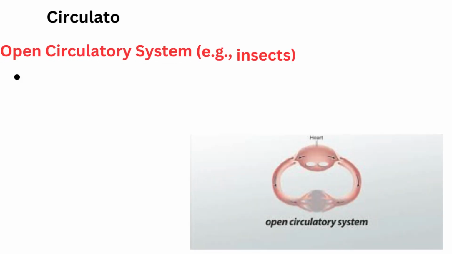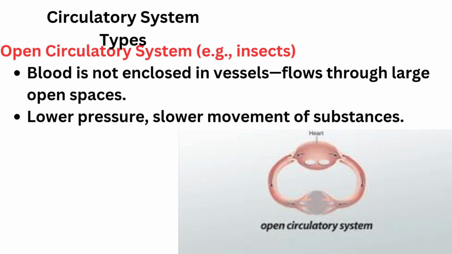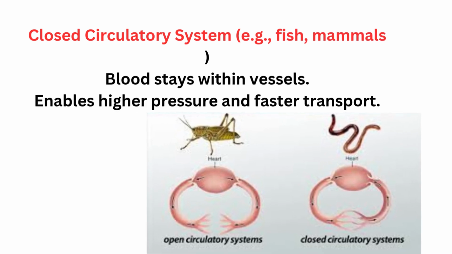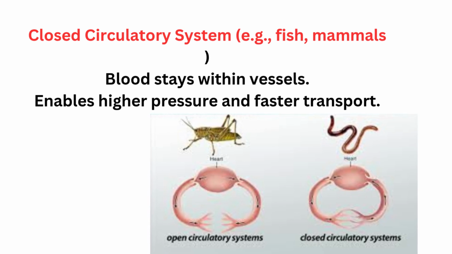In an open circulatory system, like in insects, the blood isn't kept inside vessels. Instead, it flows freely through large open spaces in the body. This means it moves at lower pressure, and substances travel more slowly compared to closed systems. In a closed circulatory system, such as in fish and mammals, the blood stays entirely within vessels. This allows it to be pumped at higher pressure, enabling faster and more efficient transport of substances around the body.